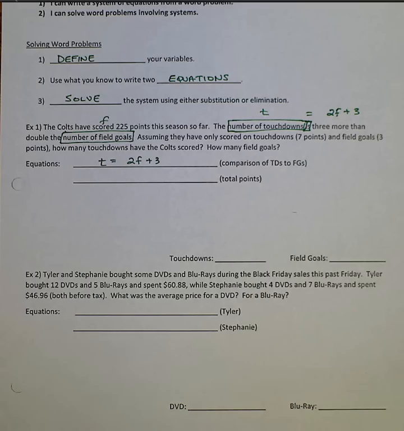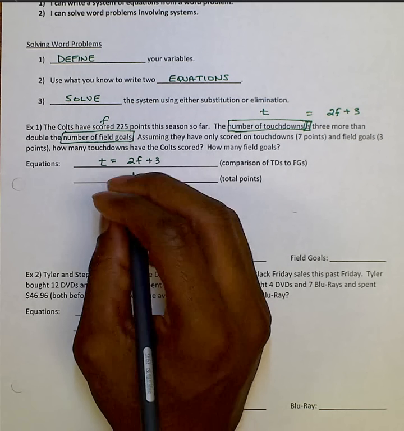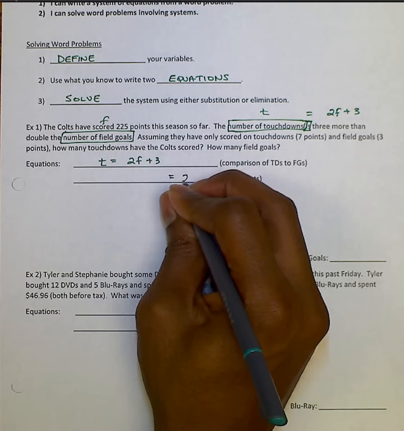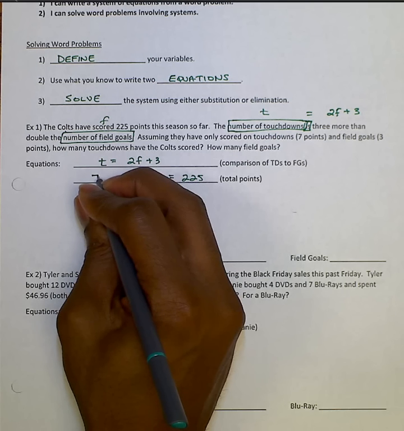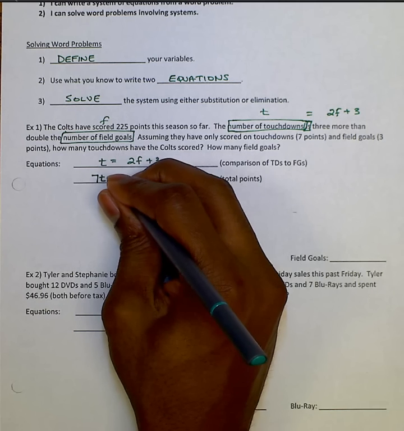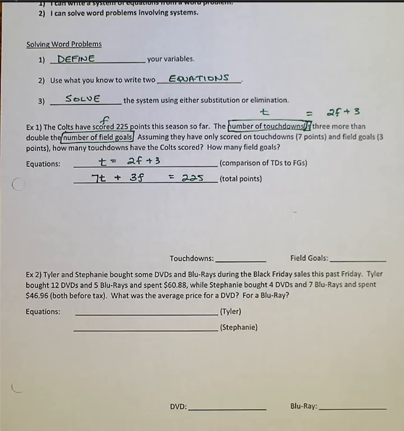Also it says the Colts have scored 225 points so far this season. What we're saying is each touchdown is 7 points and the field goals are 3 points. So when we add the number of touchdowns we scored, the number of touchdowns times 7, because each touchdown is worth 7 points, to the number of field goals we scored, which is 3 times the number of field goals, because each field goal is worth 3 points, we should get 225.